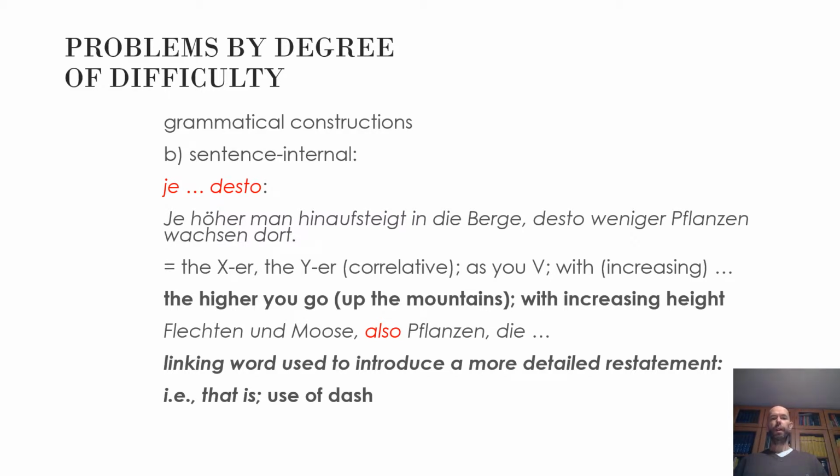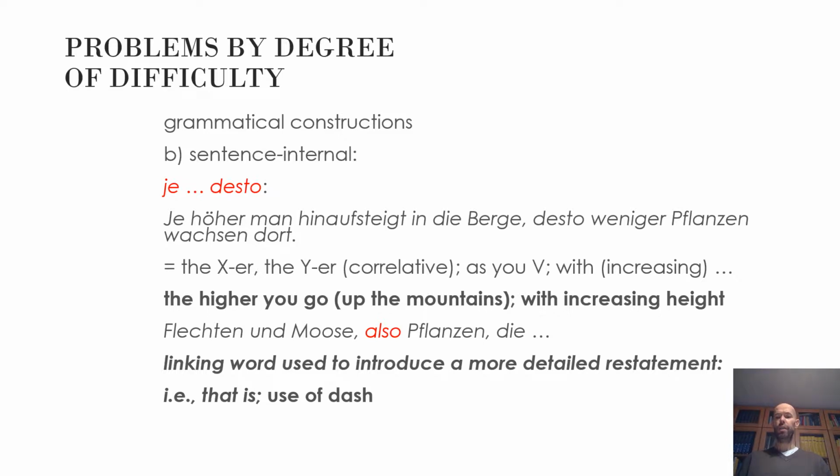Slightly more difficult, perhaps, is the translation of sentence internal grammatical constructions. In this case, the correlative we've already talked about. "Je höher man hinaufsteigt in die Berge, desto weniger Pflanzen wachsen dort." In English, this corresponds to three types of constructions. The one that springs to mind immediately, of course, because it's clearly related to the German construction, is the "the ... the." So the higher you go, and so on.